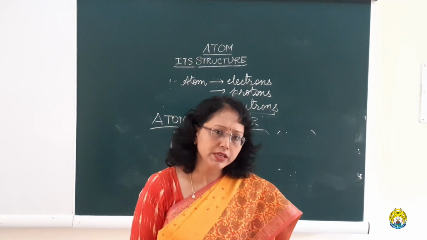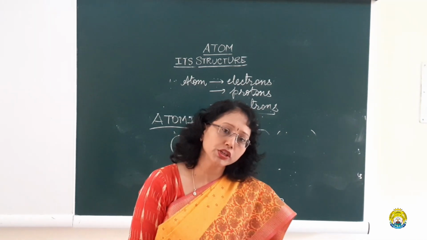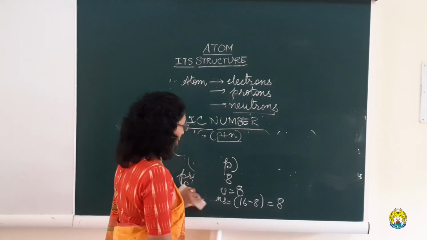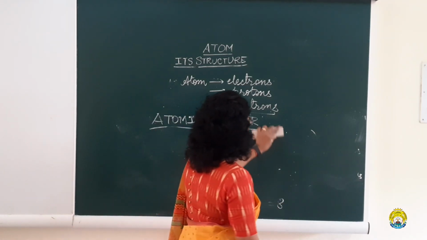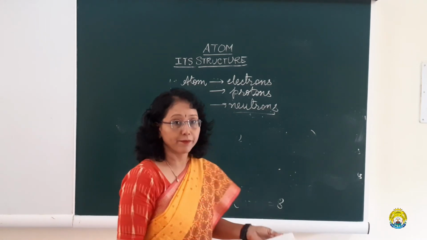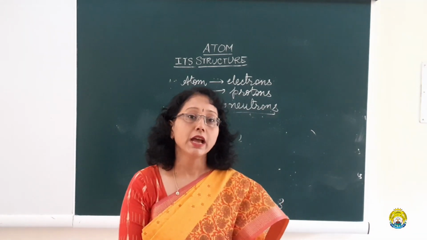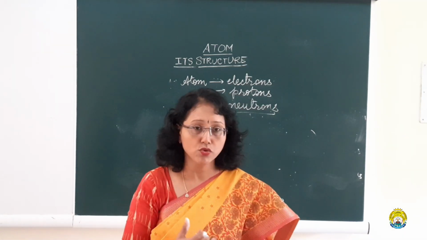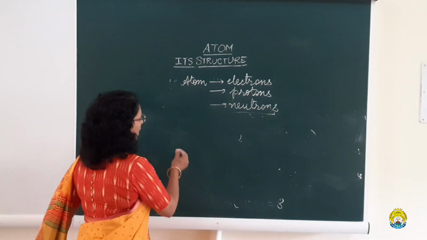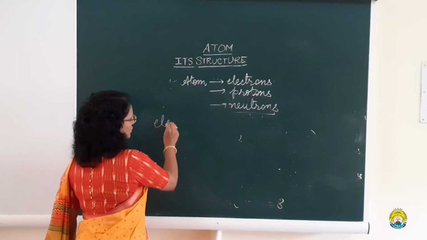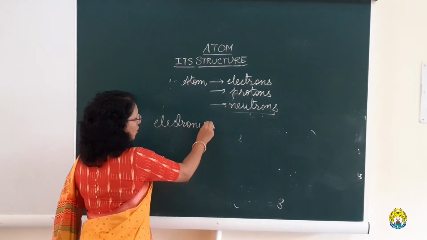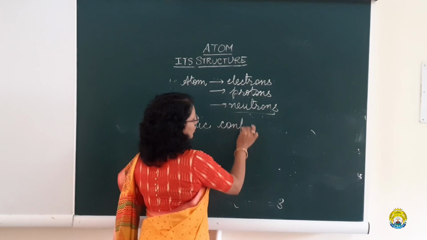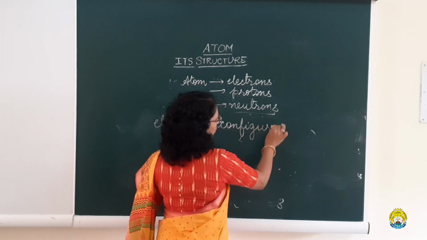Now we talk about the next, the negatively charged particles, that is your electrons. How are these electrons distributed in an atom? These electrons are present in shells, in orbits, the imaginary path present outside the nucleus. Now how are these electrons arranged? This arrangement of electrons in the shells, or the distribution of electrons in the orbits, is called the electronic configuration.